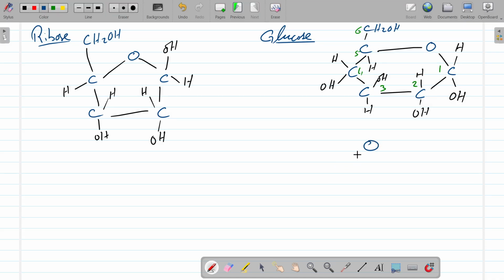So you've got your oxygen over here. What you do is simply, that's the 1st carbon, that's the 2nd carbon, 3rd carbon, 4th carbon, 5th carbon, coming back to oxygen, that's the 6th carbon. Does that look simpler? Yeah.